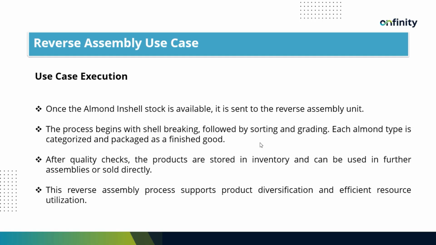In our use case, once the almond in-shell stock is available, it is sent to the reverse assembly unit. The process begins with shell breaking, followed by sorting and grading. Each almond type is categorized and packaged as a finished good. After quality checks, the products are stored in inventory and can be used in further assemblies or sold directly. This reverse assembly process supports product diversification and efficient resource utilization.